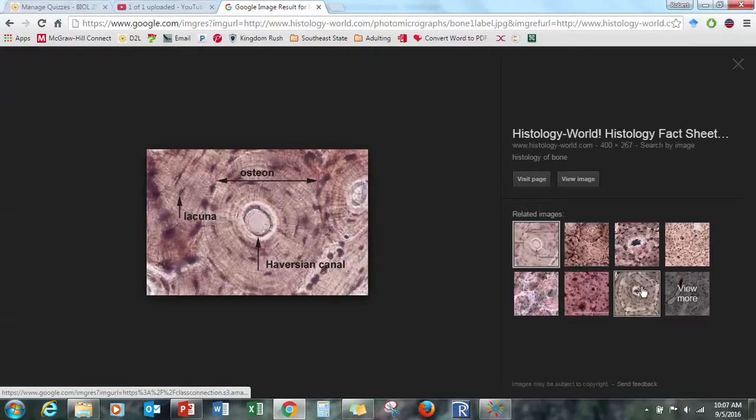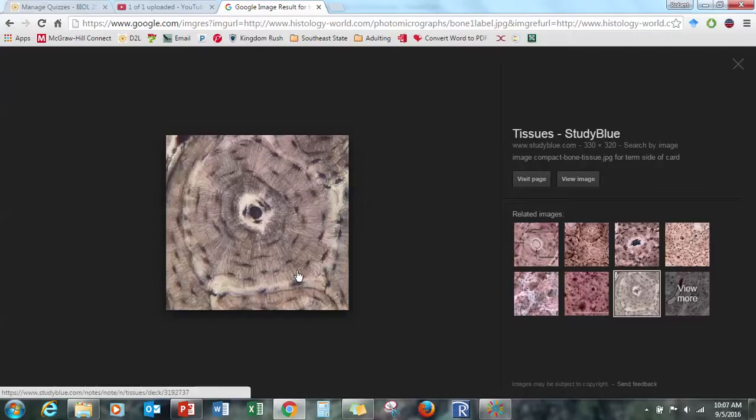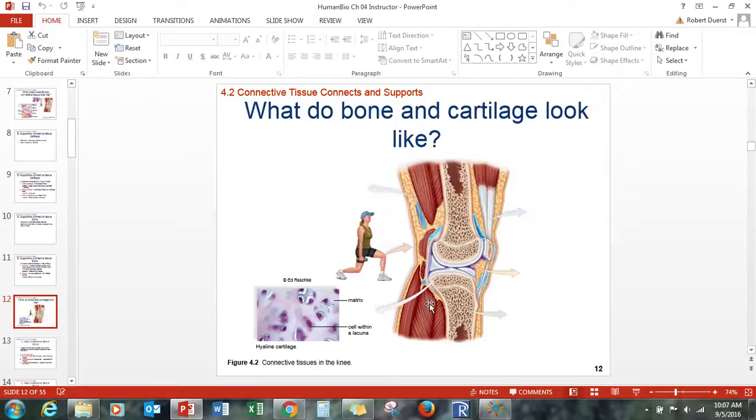This is a nice photo right here. I love this photo. These concentric rings all combine to form the osteon, which is the functional unit of the compact bone tissue. Let's go back to our presentation.